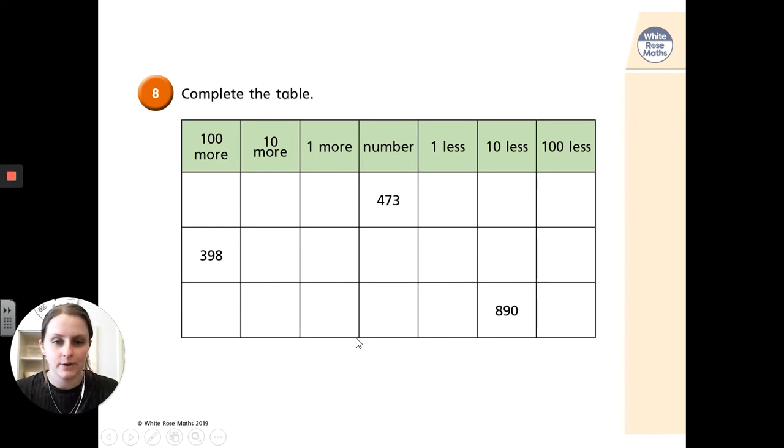Now again here, I don't have my starting number, so I'm going to have a look at this one. I've got 890. So 890 is 10 less than my starting number. So think about what would I have to do to work out my starting number. And from that, you can then work out the rest of the columns. Okay, pause here because this one will take you a little while because there's lots to fill in. And then we'll move on.